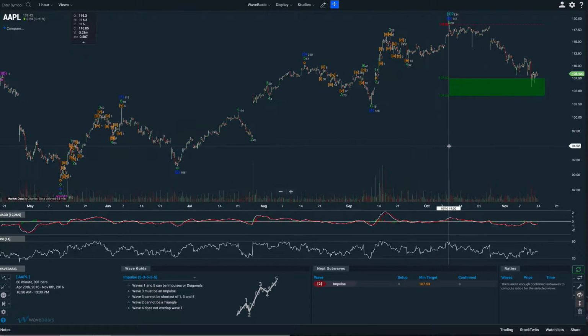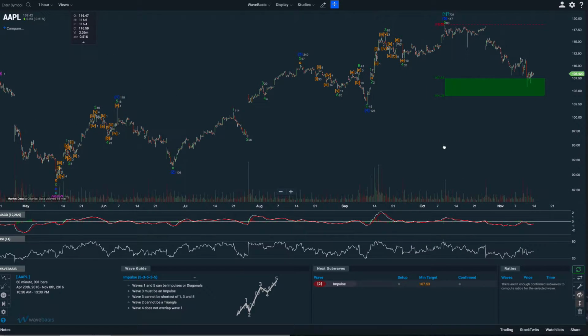So let's zoom out a little bit. And you can see that's where we are now. This is around where we were closing on Friday. So according to this count, we are sitting on wave 2 support, a wave 2 support that we started anticipating over a month ago, more than a month ago. So all this time we've been waiting for a drop to support.